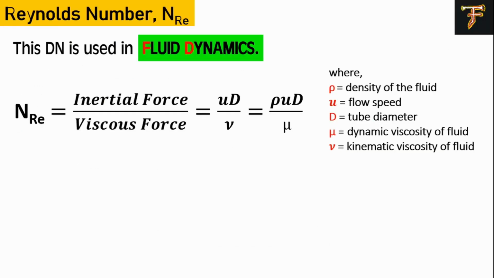So this Reynolds number helps us to know how the fluid is flowing. Now this Reynolds number depends on two forces, that is the inertial force and the viscous force, which finally comes as rho v d by mu, where rho is the density of the fluid, v is the flow speed, d is the diameter, and finally mu is the dynamic viscosity of the fluid.